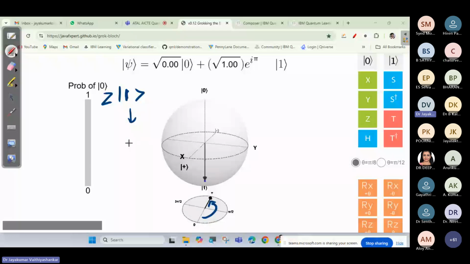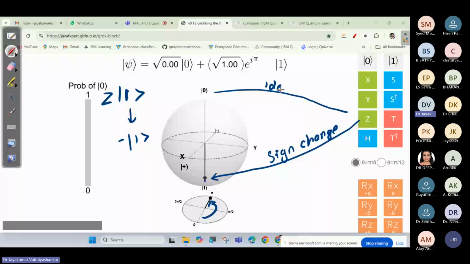Yes, Z gate will introduce a minus sign for your state 1. So Z gate will do a sign change. Okay. In state 0, it will act like identity gate. So only in state 0, it will do nothing. At every other point in your Bloch sphere, it will introduce a sign change. So remember this.